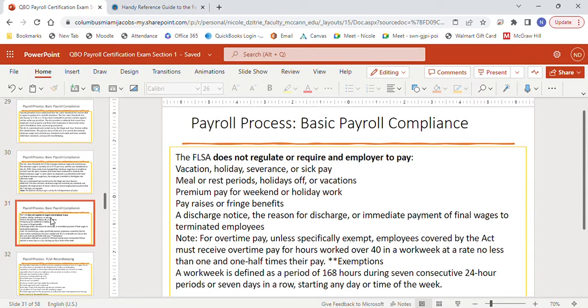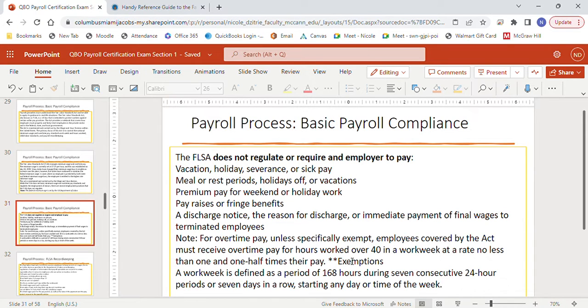All right, so the FLSA does not regulate the following: vacation, holiday, severance, or sick pay, meals or rest periods, holidays off or vacations, premium pay for weekend or holiday work, pay raises or fringe benefits, or a discharge notice, the reason for discharge, or immediate pay of final wages to terminated employees. So these do not fall under FLSA regulations. Note, unless specifically exempt, employees are covered by the Act and must receive overtime for hours past 40 in a week, and they should receive no less than 1 1/2 times their pay.